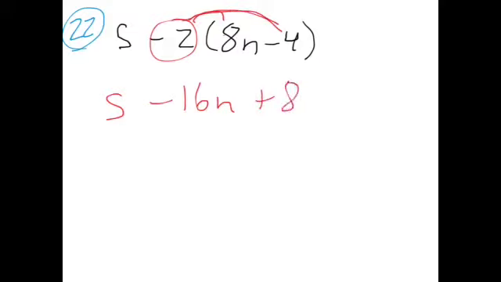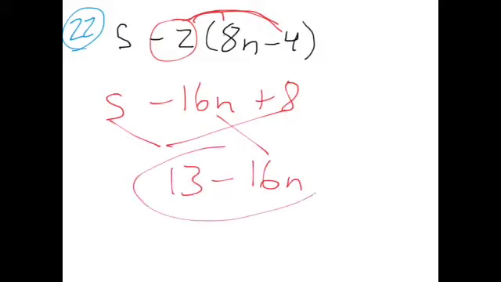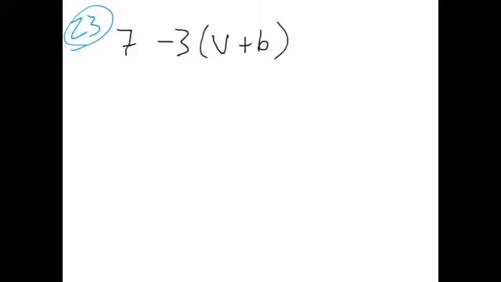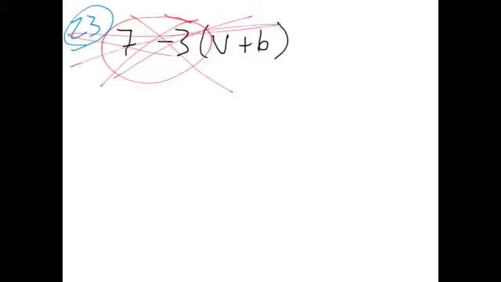So now we can deal with the 5 that's out front. It combines with the 8. And then the negative 16n isn't going to combine with anything. 5 plus 8 is going to give you 13. And now we have our answers. So be very careful with these. This is not going to happen. How many times do I have to cross that out? Not going to happen, okay?